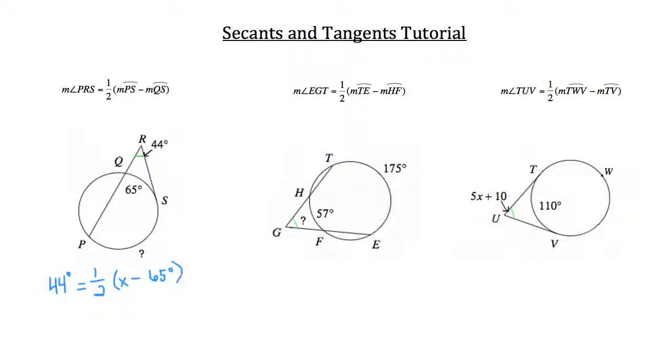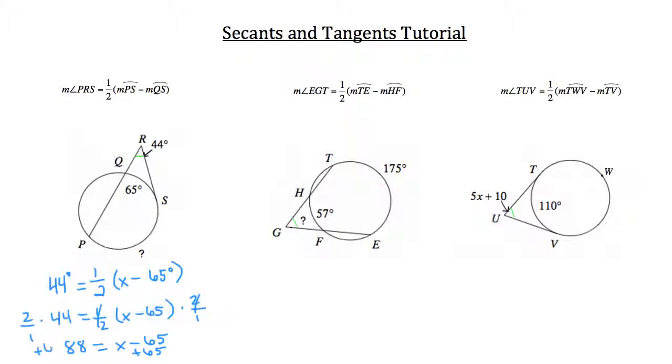So 44 degrees is equal to 1/2 of X minus 65, and what we want to do is multiply now by the reciprocal of 1/2 on both sides of the equation. So essentially we're going to be multiplying by 2 on both sides. So 88 now on the left, 2 times 44, is equal, the 1/2 and the 2 are going to cancel, so that 88 is going to be equal to X minus 65 degrees. So what we want to do to get X alone is to just add 65 to both sides of the equation.